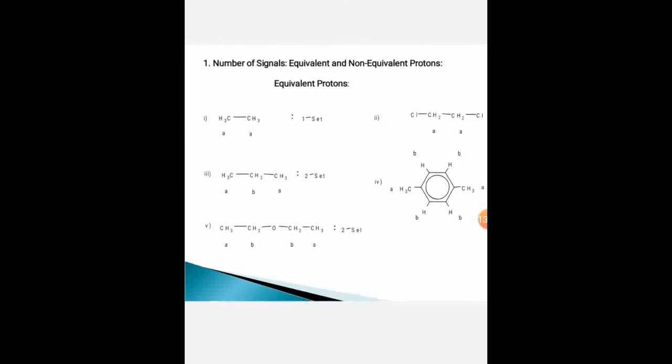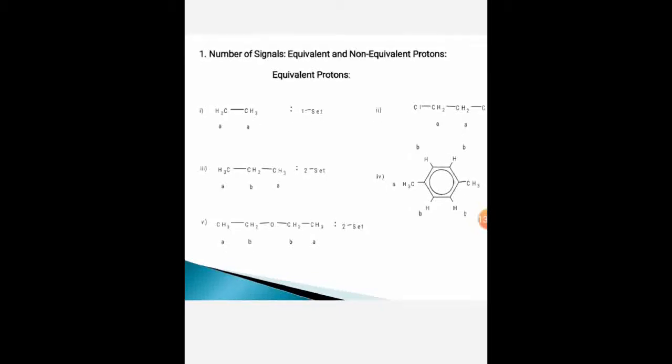Now see here friends, in number of signals we are discussing the equivalent protons and the non-equivalent protons. In the first example, ethane, equivalent protons are defined as the set of protons having the same chemical environment. Those protons are equivalent protons. And the protons having different chemical environments are called the non-equivalent protons.